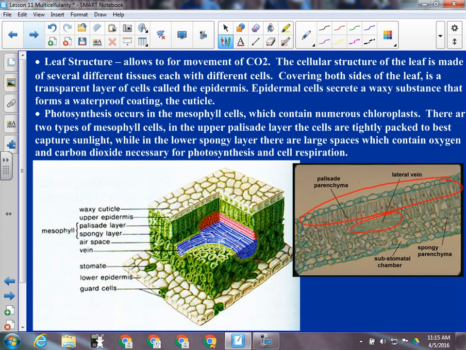Can it carry out some photosynthesis? Sure. That's not its primary job. Its primary job is to create spaces between the cells that could hold water and gas.